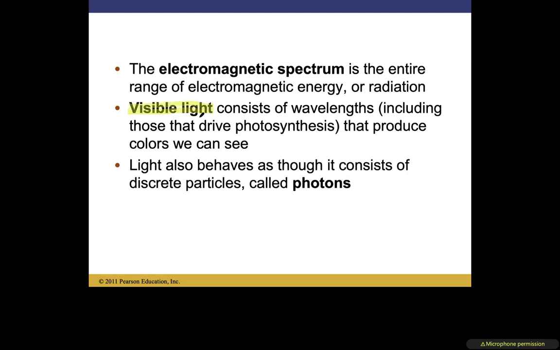And so visible light is going to be used by those plants. It's also going to produce the colors that we see. And so that's why they call it visible light. And so light also behaves as though it consists of discrete particles, and those discrete particles are referred to as photons.